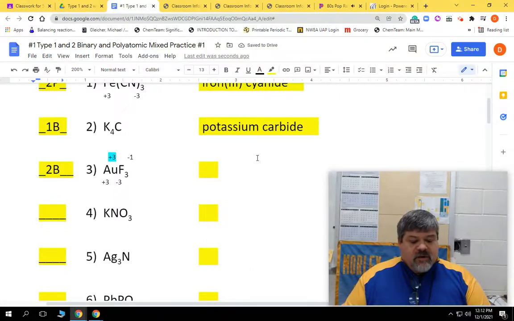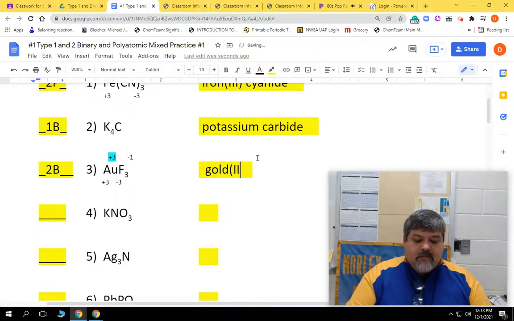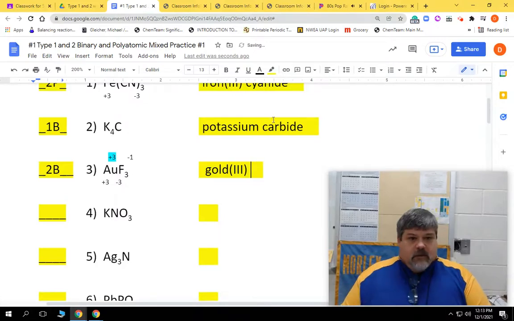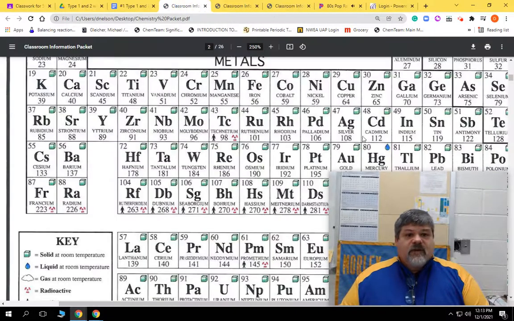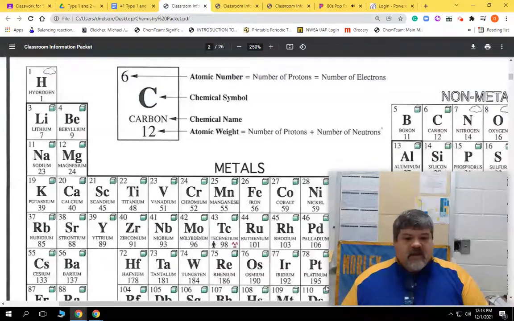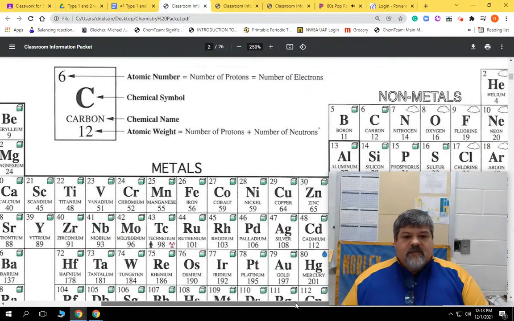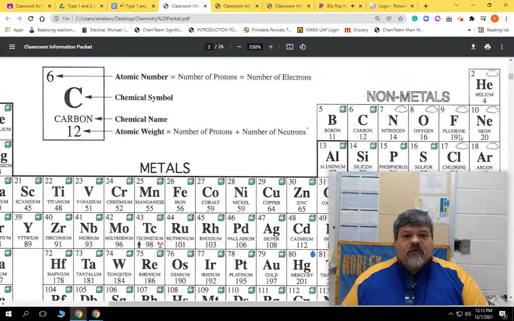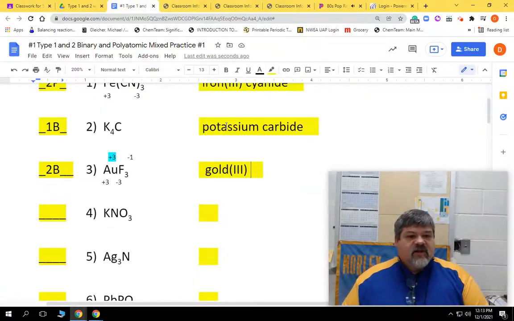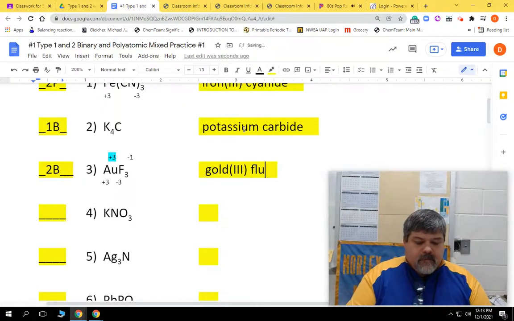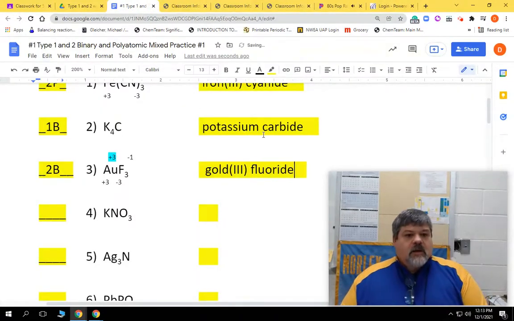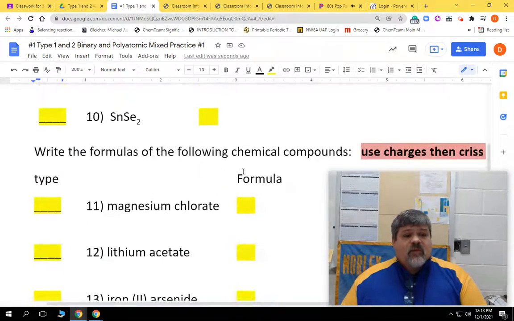And so we're just going to put in Au as gold, parentheses, Roman numeral 3, parentheses, and then fluorine is going to be changed to fluoride, because we changed the ending. So gold 3 fluoride. Okay, that's how we go ahead and pick these. Let's go to the ones where we have to write the formula.